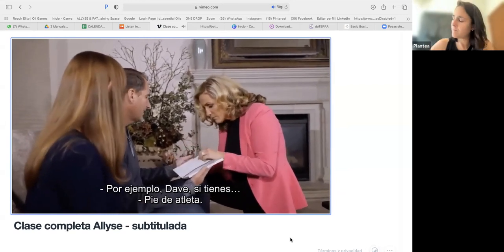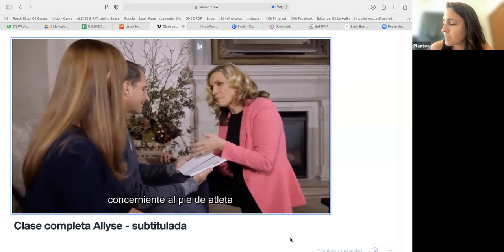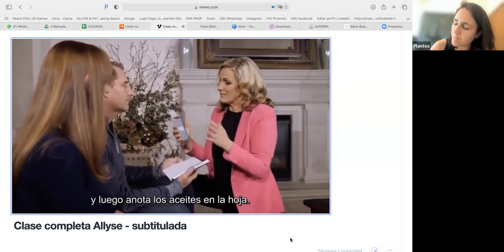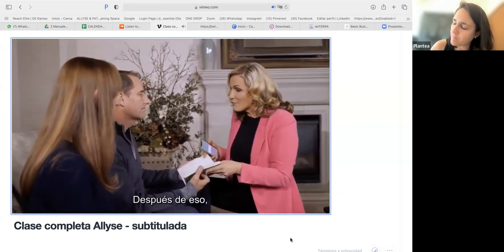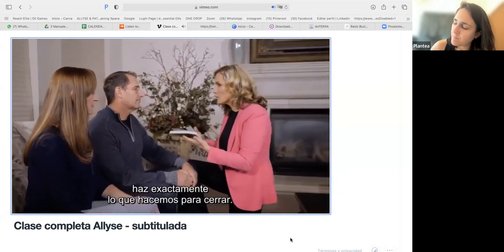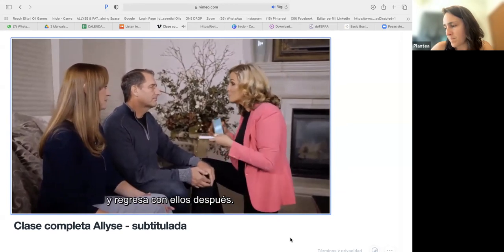So for instance, if Dave, you're working on athlete's foot. Athlete's foot, we're gonna go and you just help them go to A, look up athlete's foot, and then write down the oils in the paper. After that's done, then you're gonna do exactly how we close. You're gonna go to other people, give them the order form to fill out their order form, and go back to them, and then don't forget.